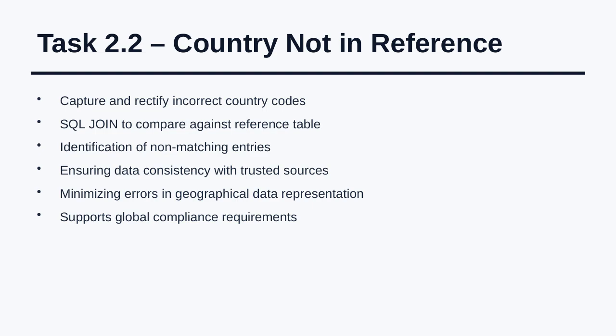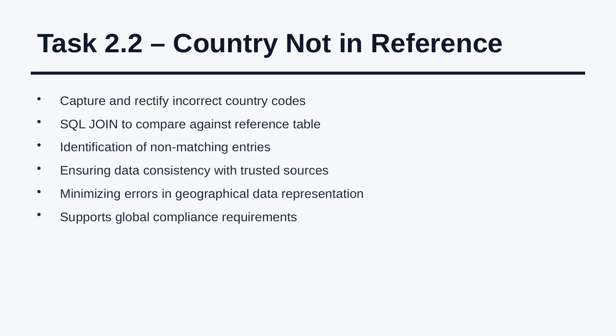We use SQL join operations to compare our data set against a trusted reference table containing valid country codes. This helps us spot entries that don't match any known country, which could be due to typos or outdated codes. Correcting these ensures our geographical data is consistent and reliable, which is crucial for accurate reporting and analysis.